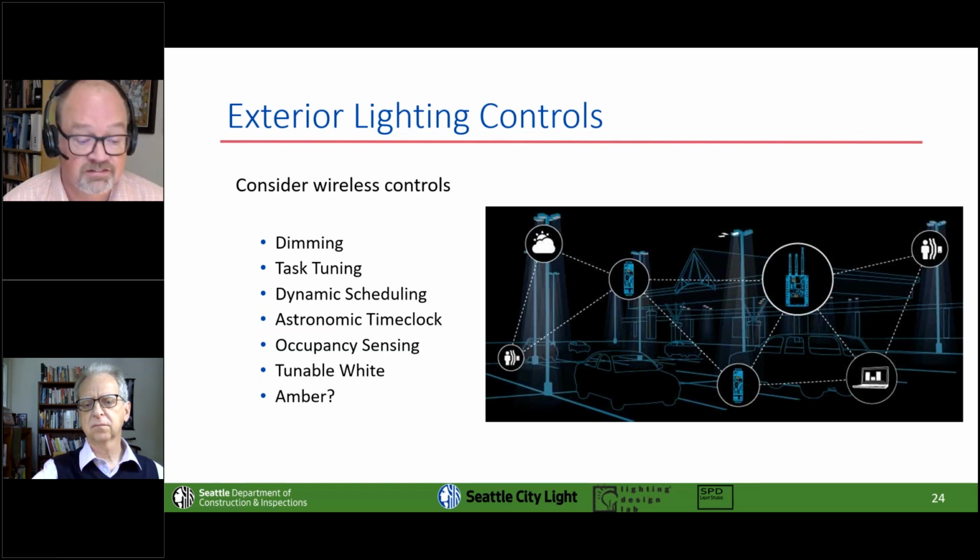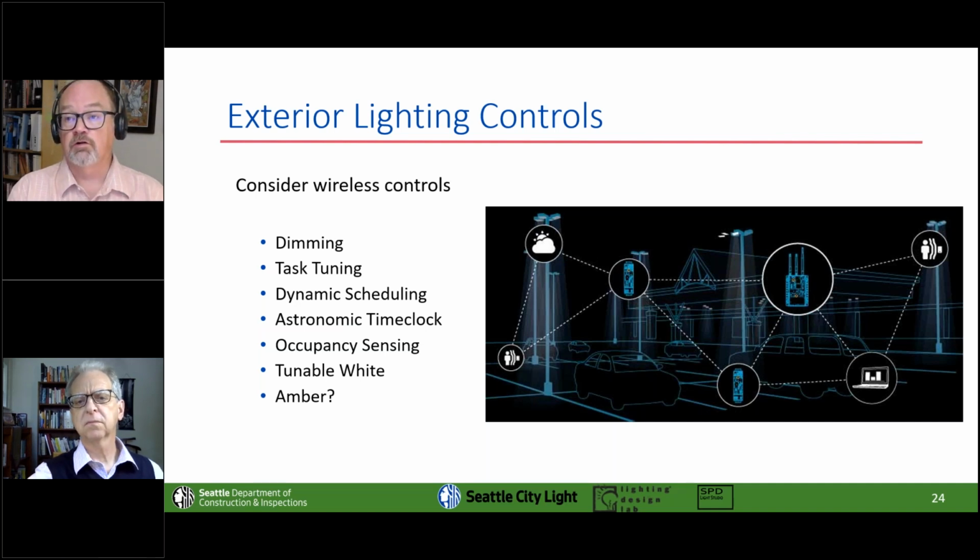Also, you'll find, next slide, please, Duane. Sorry, go ahead. Last bullet point, say amber with a question mark. Oh, so sorry. That's part of the whole color question. There is a significant movement out there within the lighting industry that is discussing the use of amber, going back to amber light exterior rather than sort of the whiter or bluer light.